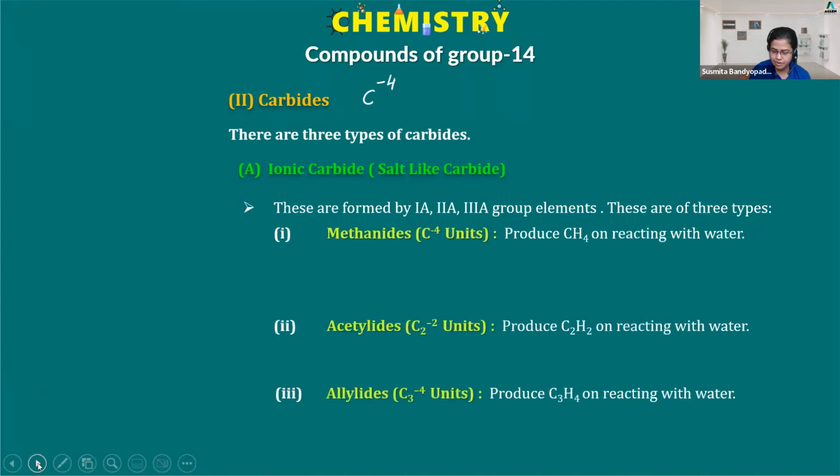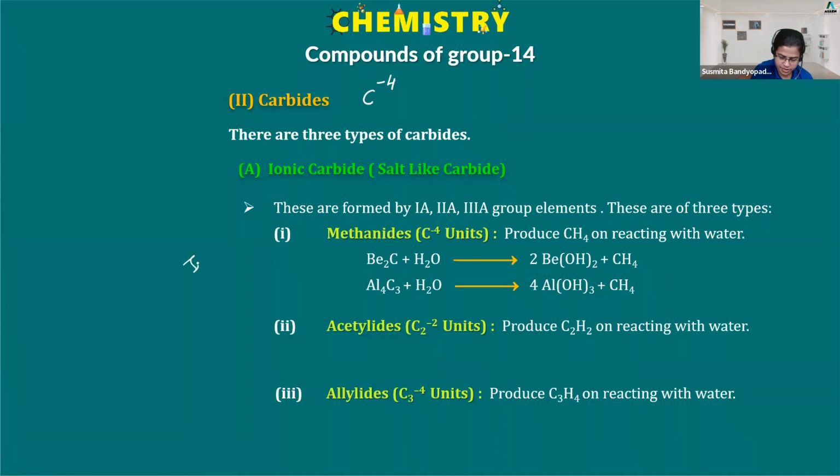Methanides are the ones which produce methane on hydrolysis. Beryllium, aluminium. Important. This part is important. Look at the previous year questions, you'll realize. Methyl acetylene, yes, Karthik. Shefali, yes, you people are correct. But if I follow the IUPAC rules, I'll call it propine.